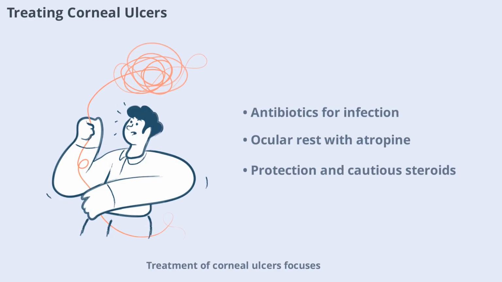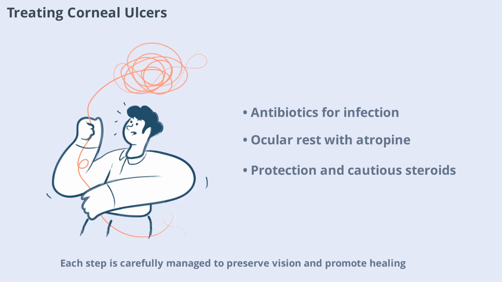Treatment of corneal ulcers focuses on controlling infection with antibiotics, providing ocular rest using atropine, and protecting the eye with a bandage. Once the infection is under control and healing has begun, steroids may be used cautiously to reduce inflammation and prevent scarring. Each step is carefully managed to preserve vision and promote healing.